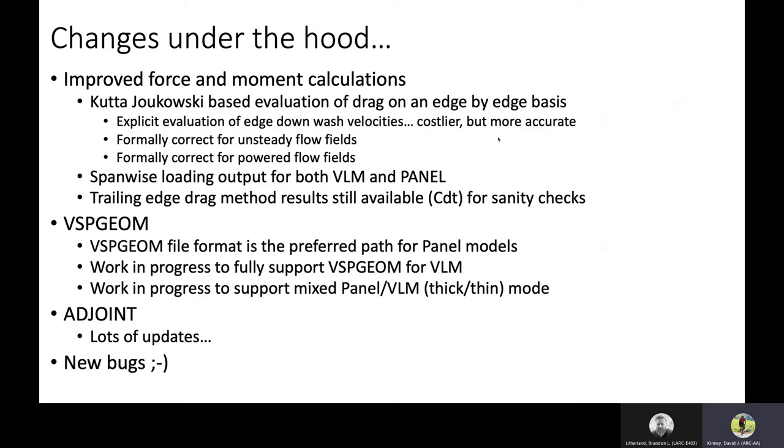Finally, I'm going to talk a lot about the adjoint. I've got a whole set of slides for that, and that's basically the gradient calculations, and then new bugs, and probably more new bugs. Like I said, I already found something that I didn't mean to break. And I know Rob told me he broke something in the current release that has to do with the outputs to VSPAERO, so I think there'll be an update there at some point.